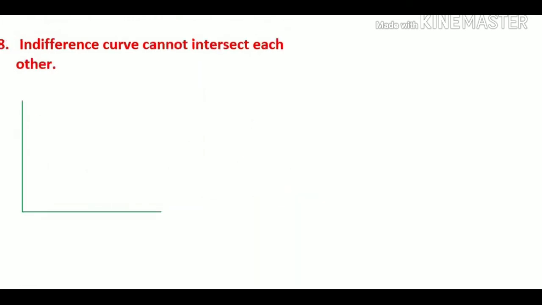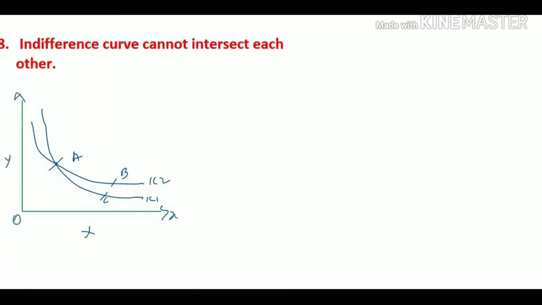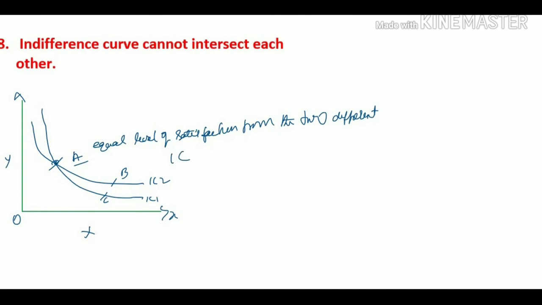Indifference curves cannot intersect each other. It is because at the point of tangency, the higher curve will give as much of the two commodities as is given by the lower indifference curve. This is absurd and impossible. In this diagram, two indifference curves IC1 and IC2 cut each other at point A. Thus the point A reflects an equal level of satisfaction from the two different indifference curves, which is unrealistic according to the assumption.